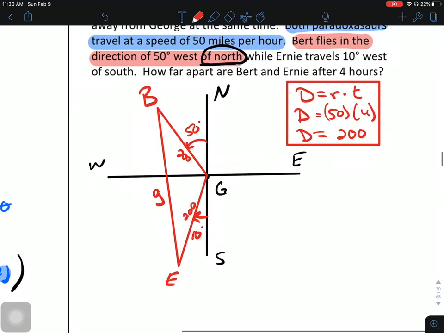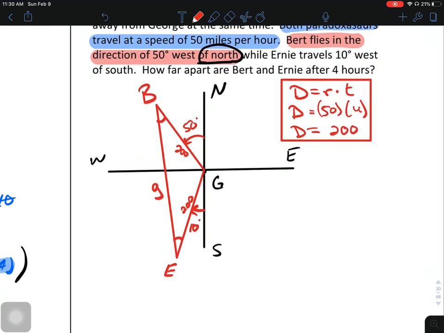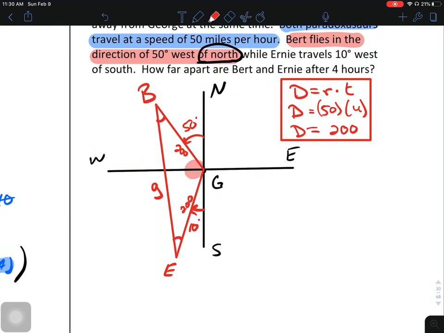Oh, what kind of triangle does that make? It makes this isosceles, which means these angles have to be the same. That's the isosceles triangle theorem. What's the measure of this angle here? Angle BGE.